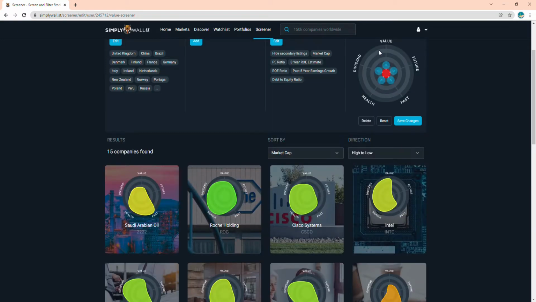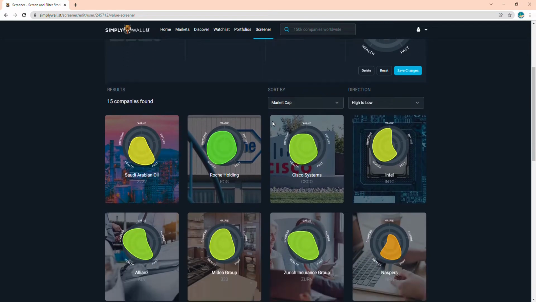So out of these 5 variables, I'm usually interested in the value, not so much the future, because these are analyst estimates, and again, they are what they are. The past performance, the health, and I'm not a dividend person, but if you're a dividend person, that's something that you can take advantage of.